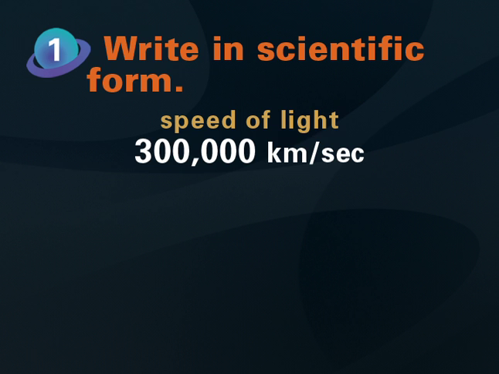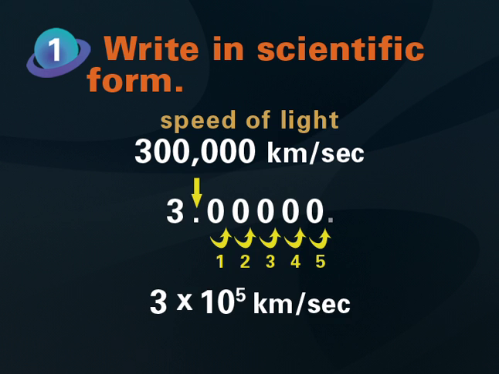In problem 1 of practice set 4, light travels at a speed of about 300,000 kilometers per second. Write the number 300,000 in scientific notation. Move the decimal point after the 3. The original decimal point is 5 places right. 300,000 is 3 times 10 to the 5th power.